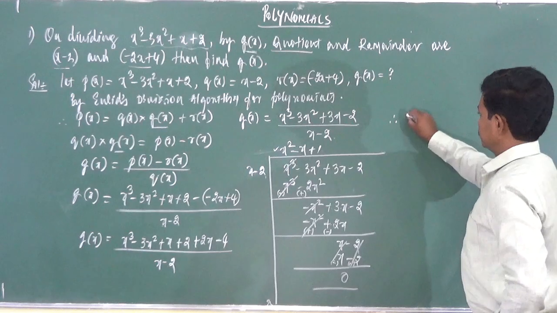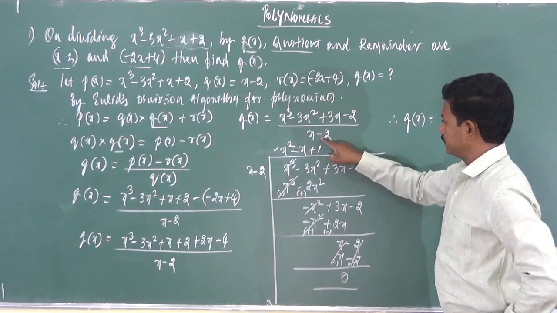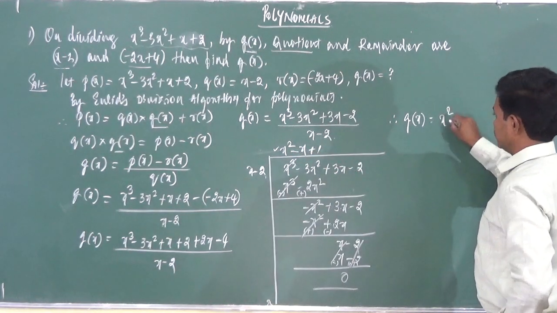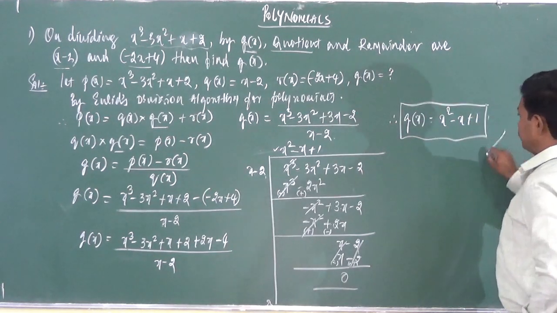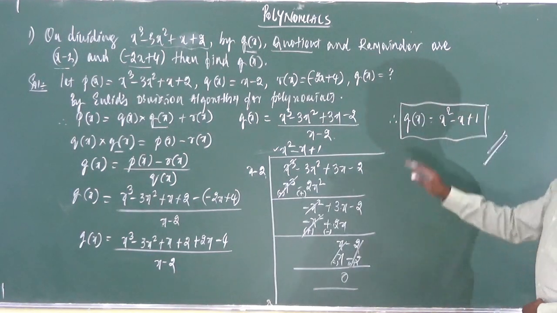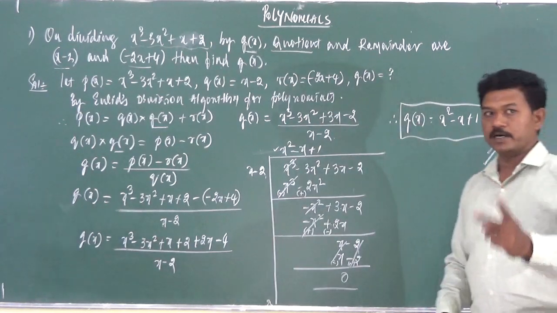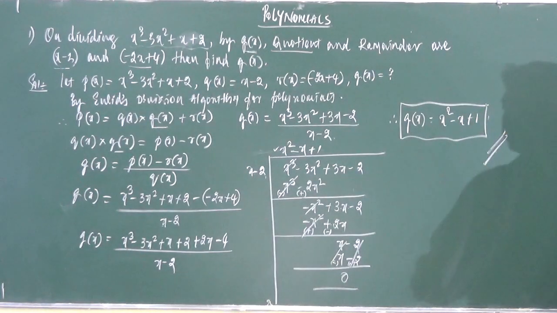So therefore g of x is equal to, when we divide this polynomial by this, the quotient we have got is x square minus x plus 1. So this is the value of g of x. This problem is very important. It will be asked in the examination for 2 marks. Okay, we will go to the next problem.